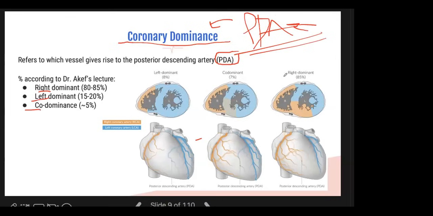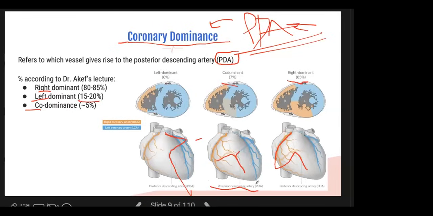So 85% of people, most people, are going to be right dominant, meaning the right coronary artery right here gives off the PDA. Okay, in about 15 to 20% according to the lecture, it comes off from the left circumflex artery. It gives off the PDA or the PIA. They're interchangeable names, by the way. And then co-dominance exists in about 7% or about 5%. Essentially, both arteries, right and left, are co-supplying the PDA.